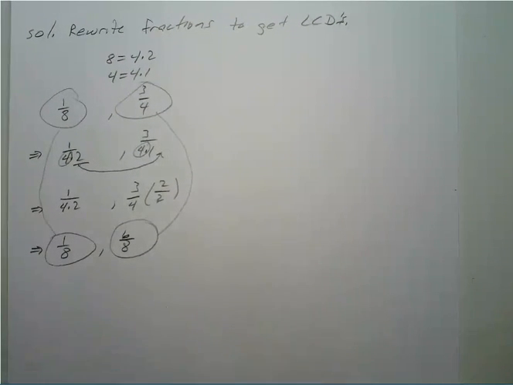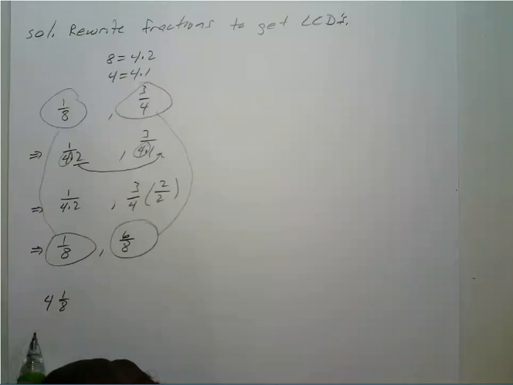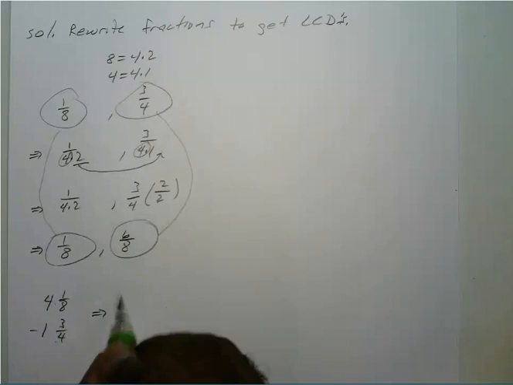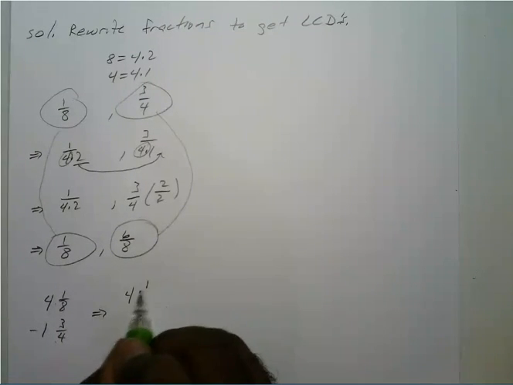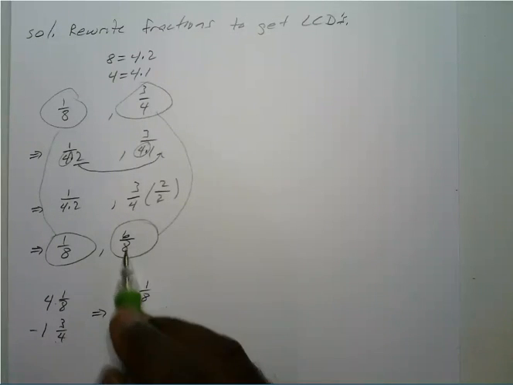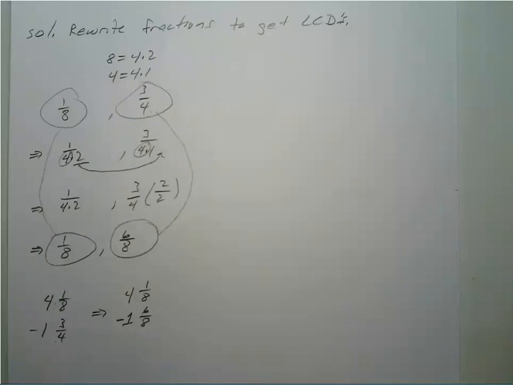All right, so far so good. But you have 4 and 1/8 minus 1 and 3/4. But using our equivalent fractions, that's 4 and 1/8, and 3/4 becomes 6/8. So minus 1 and 6/8.